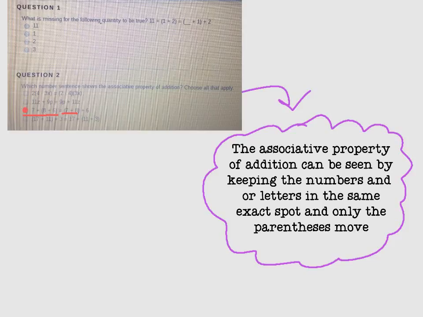The last answer choice has 17 plus 11 plus 3. And then on the other side, it has 17 plus 11 plus 3. But now the parentheses are hugging the 11 and the 3. The parentheses moved, and everything else stayed in the same spot. 17, 11, 3, 17, 11, 3. This is another example of the associative property. So pick that answer choice as well. Both of them are answers. Be careful when it says choose all that apply. You have to look at every single answer choice because there might be more than one.